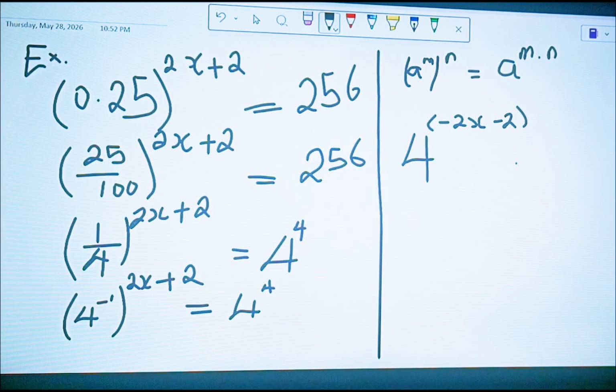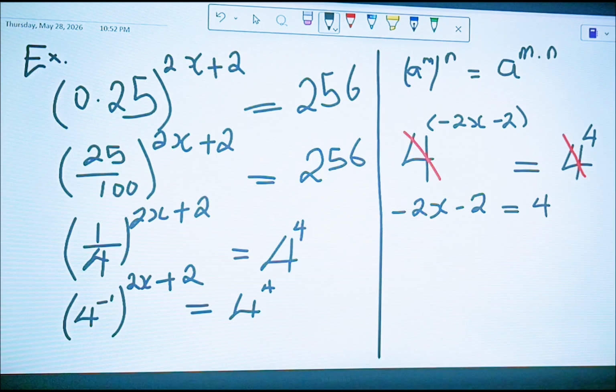So when we have this, remember the right-hand side, we have 4 raised to the power of 4. Please, if you have any question, ask at this point. Then I already told you that when the bases are the same, you cancel the bases and equate the powers. So since we have 4 this side and 4 the other side, we'll remove the 4. It therefore means that our exponent on the left-hand side is equal to our exponent on the right-hand side. So you are at liberty to factor out the 2.